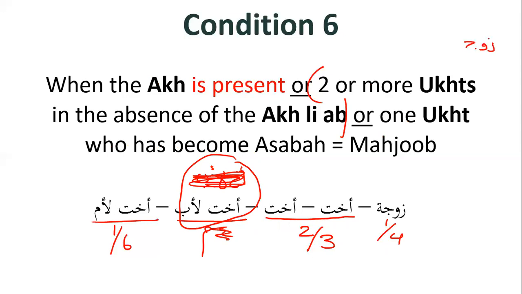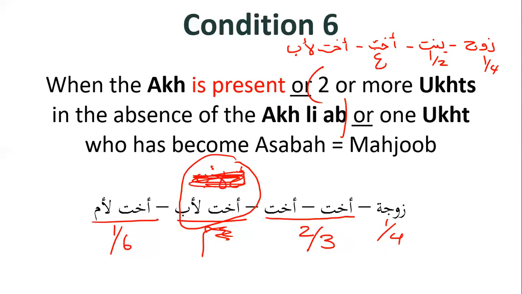We have zawj, bint, ukht, and ukht li abin. Zawj will receive a quarter, bint will receive a half. Now we know the rule اجعلوا الأخوات مع البنات عصبة, and obviously this rule will initially apply to the full sister. So the full sister here would become asaba.